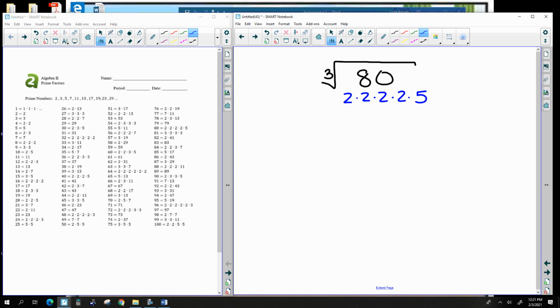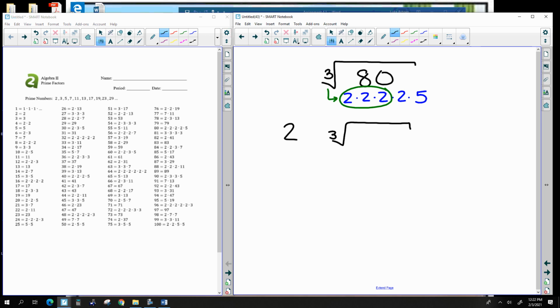Use that outside root as the indicator of what size groupings you have to make. Here, I need to make groups of 3. Okay, I can do that. If you are able to make that type of grouping, that goes on the outside. So that grouping of 2 means that there's a 2 on the outside.